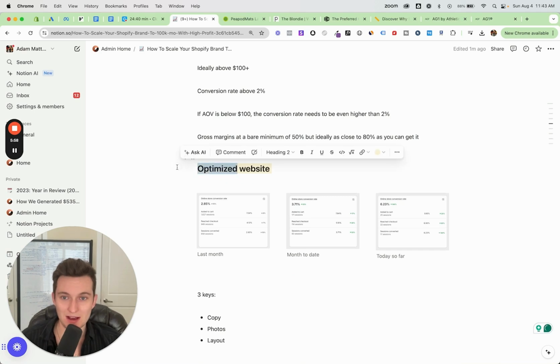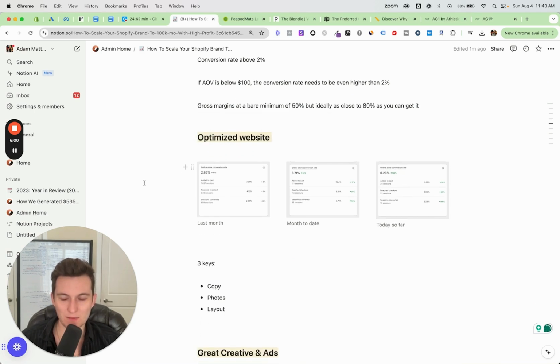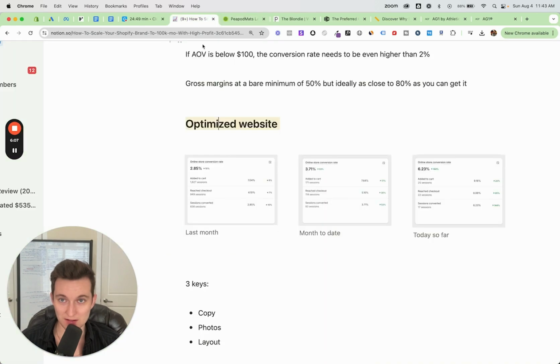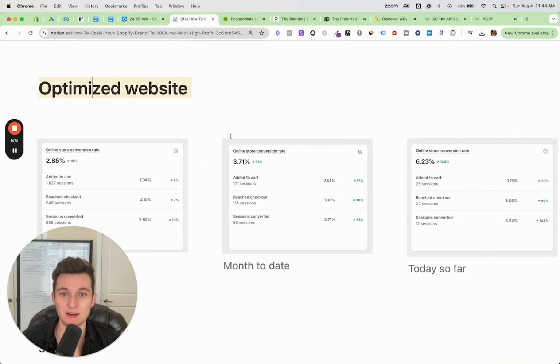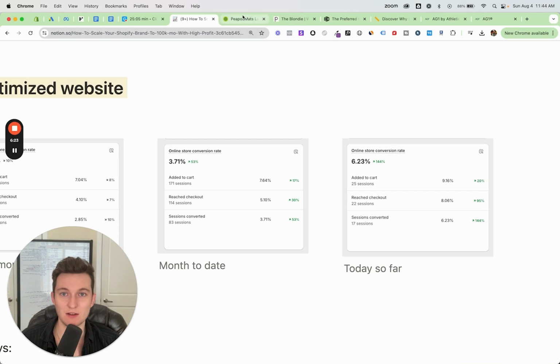Now up next as well is an optimized website. I think this is just so key. It's just so incredibly important. Now I'm going to show you here for this brand, Peapod Mats. Last month, they basically had an online store conversion rate of 2.85%. Now we basically did it at almost 10 p.m. to midnight on the 1st of this month, and now we're at the 4th. And you can see here for today, the 4th of August, we're at a 6.23.